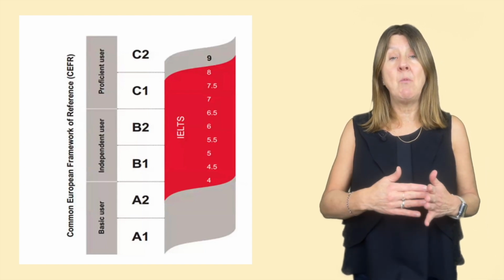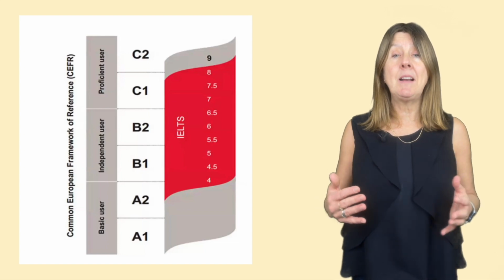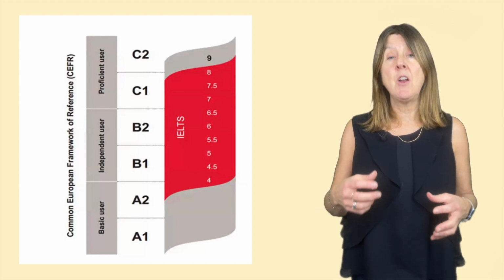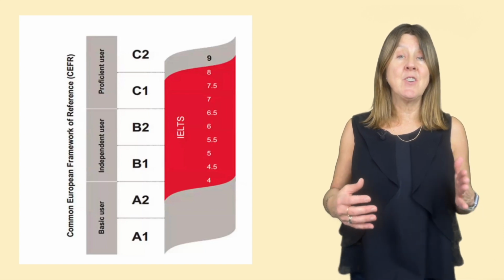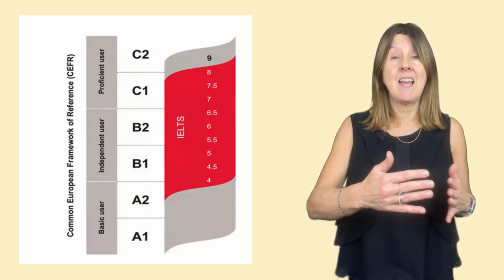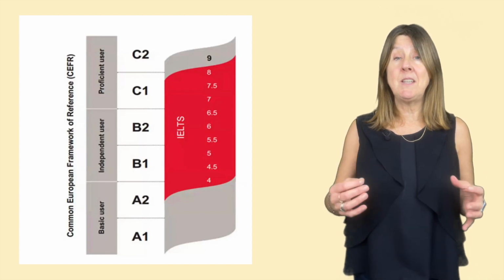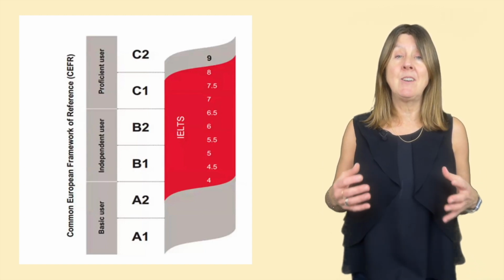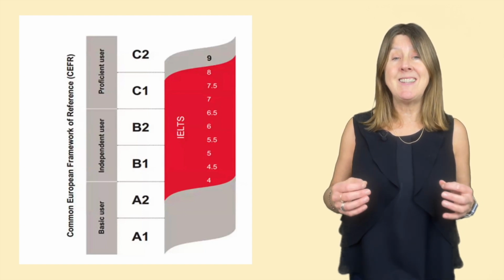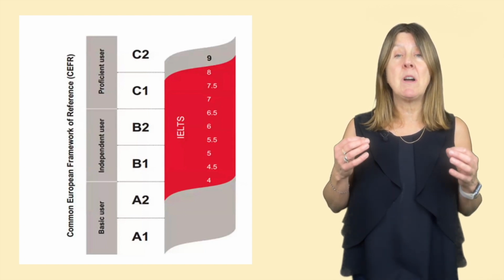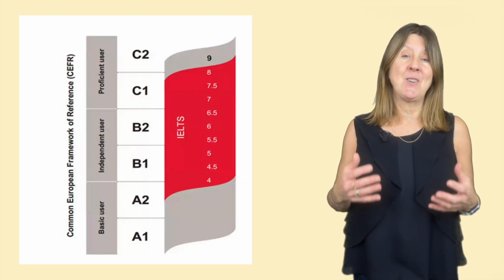To get from A1 to A2, it typically requires 100 to 150 hours of guided learning, but it can take 180 to 260 hours to get from B1 to B2. So to go up the band grades in IELTS requires many hours of learning. Motivated is the key word here. It requires motivation and hard work.